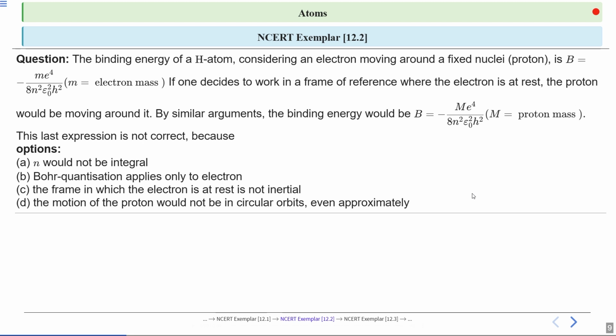The options explore ideas like whether the quantum number changes, if quantization applies only to electrons, if the reference frame is valid, and if the proton's motion would still be circular.